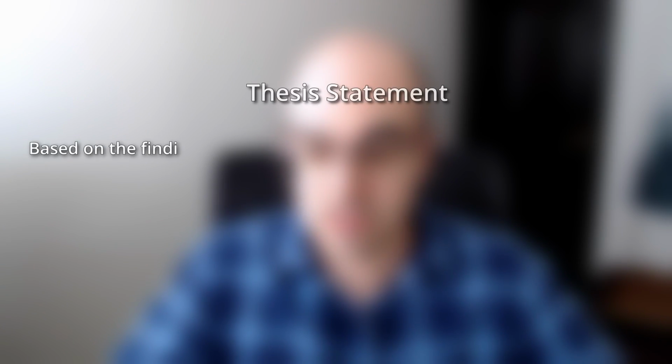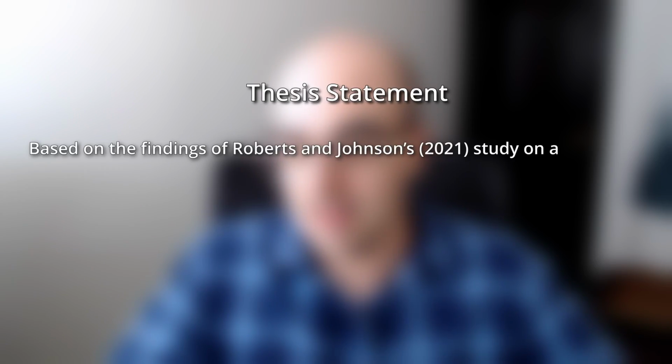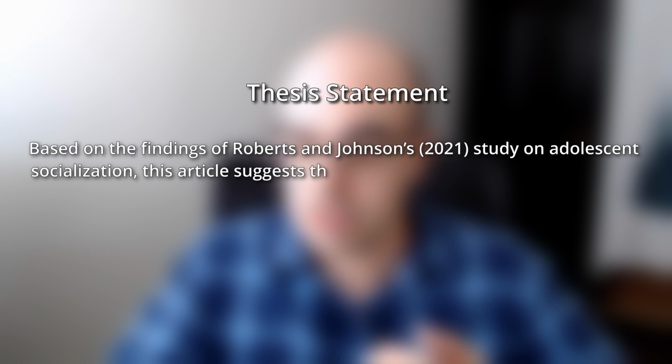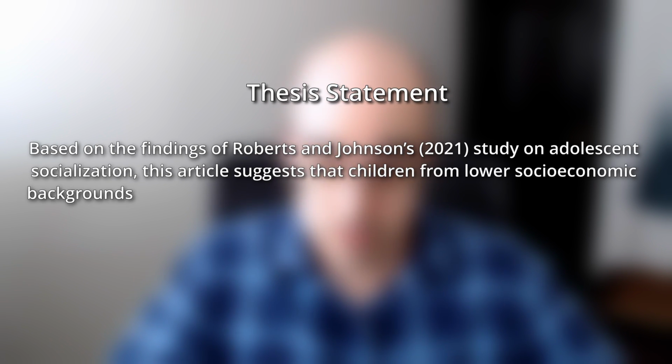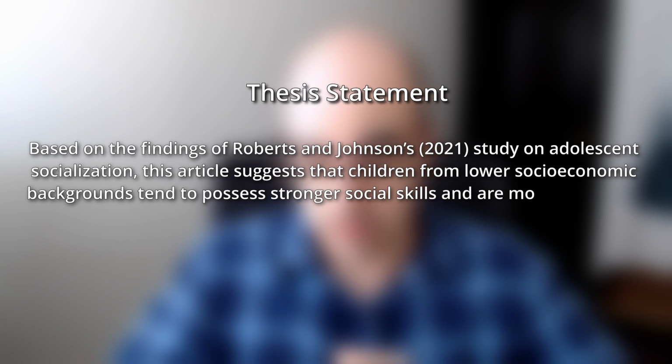If I were to write an argument statement or a thesis statement for this essay's introduction, I would write something like this. Based on the findings of Roberts and Johnson's 2021 study on adolescent socialization, and these aren't real professors, they're just names I made up, this article suggests that children from lower socioeconomic backgrounds tend to possess stronger social skills and are more motivated in their work. Notice here in the first clause, I gave a citation. I cited a key reference of a study that was done on adolescent socialization. Notice how I used an alternative word to explain youth social skills to not be repetitive. I also used some other advanced vocabulary like possess instead of something like have.